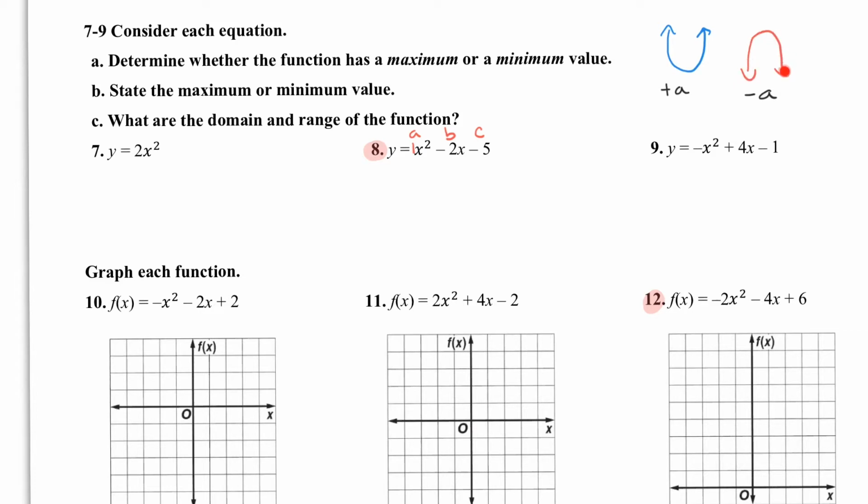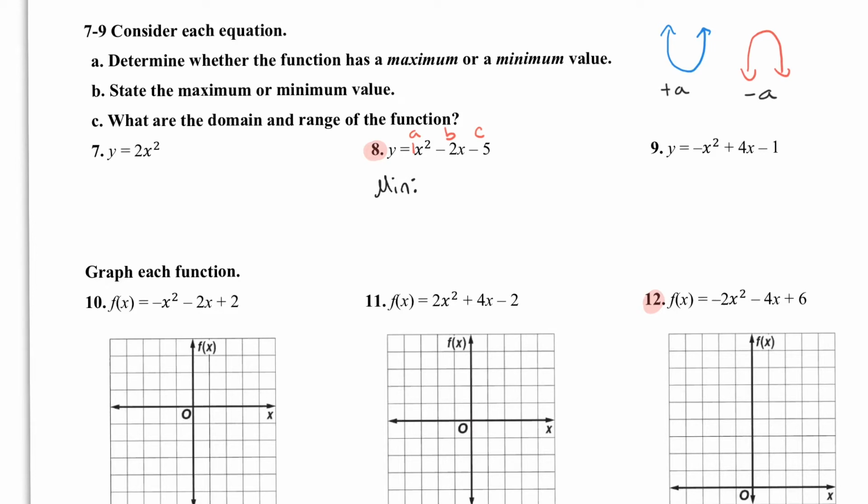So this is like a mountain, it's the highest point. You have the maximum. But here is the lowest point, so you have a minimum. So for number 8, we do have a minimum. I'm going to put MIN for minimum. You already know what that means. So A, check. We did part A.